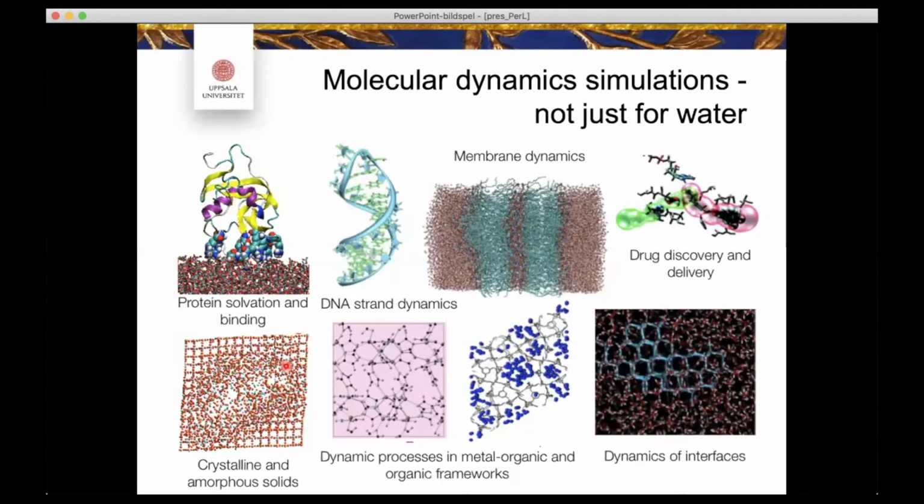But it's not just for water, as I have tried to say. It's being used in many different scientific fields, perhaps most prominently in the study of protein solvation, or at least protein folding, but also for things like DNA strand dynamics, certainly within the context of membrane dynamics, drug discovery and drug delivery. It has been used for the study of crystalline and amorphous solids, and different kinds of dynamic processes involving various metals and organic frameworks. A lot of research has also been done to understand the dynamics of what goes on at different interfaces between different materials. So as long as you can formulate a description of the system you're interested in at the level of individual atoms, in theory at least, you can use MD to study that process.